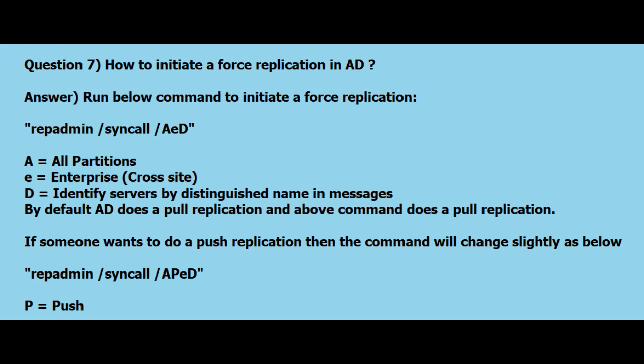Question 7. How to initiate a force replication in AD? Answer. Run the below command to initiate a force replication: repadmin /syncall /AED. Where A means all partitions, E means enterprise, cross-site, and D means identify servers by distinguished name in messages. By default AD does a pull replication, and the above command does a pull replication.